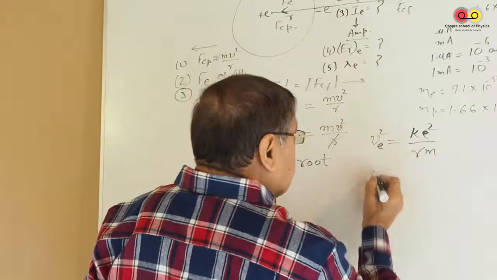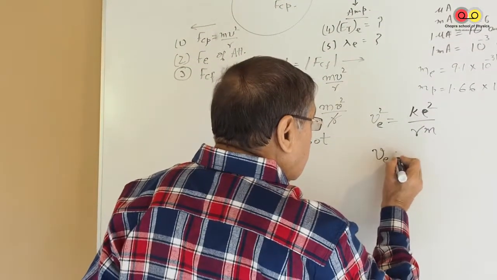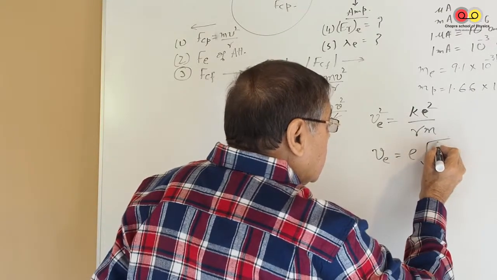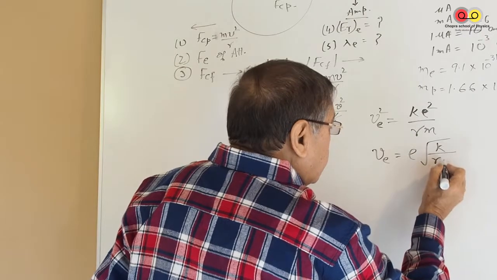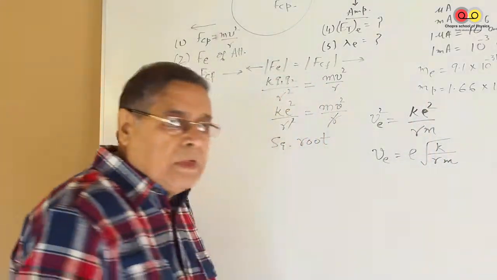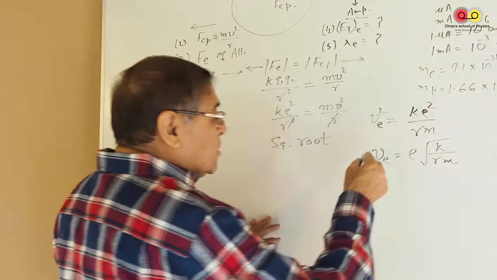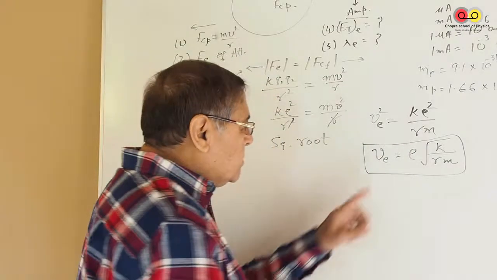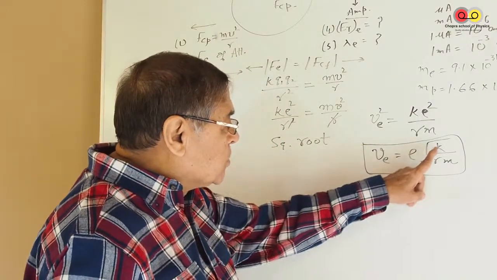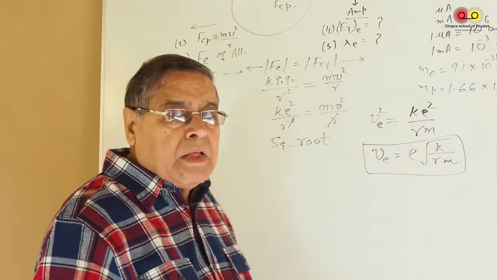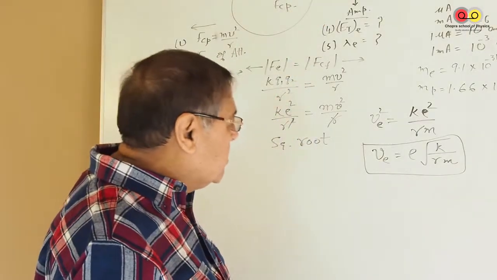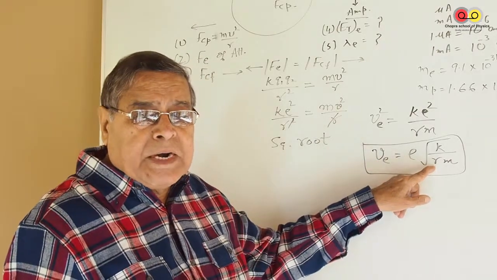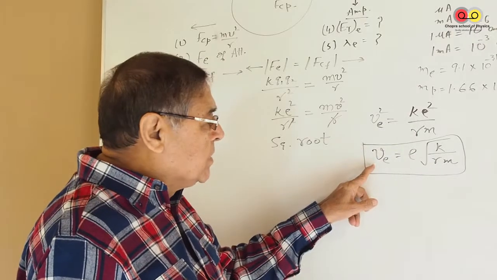v square will be written as v, and this will be written as e times the square root of k over mr. So what we are finding, the speed of the electron around the nucleus, is e times the square root of k by mr. We wanted to find speed, so we have expressed speed in terms of radius. So if the radius is known to us, we can estimate the speed.